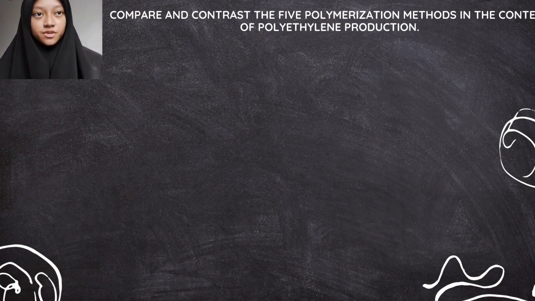Suspension polymerization and emulsion polymerization are heterogeneous reactions. Both involve the use of a solvent to dissolve the monomers and facilitate the polymerization process. This tends to stabilize the reaction of the monomer, and the size of the polymer particles can be controlled.